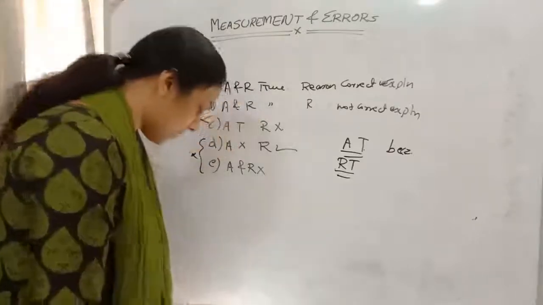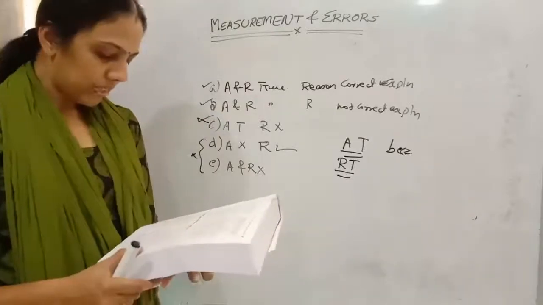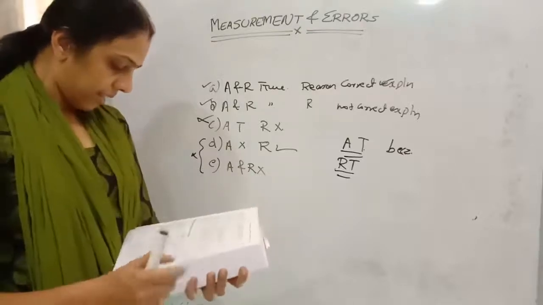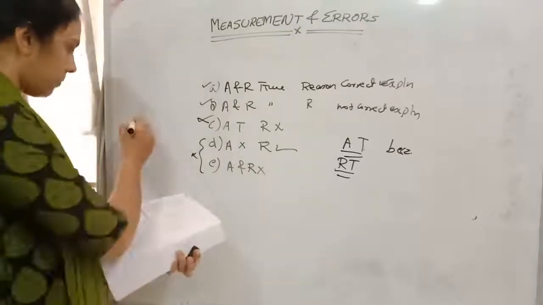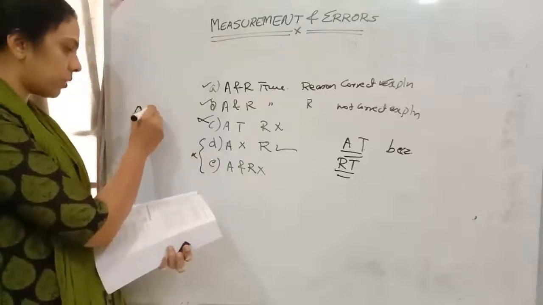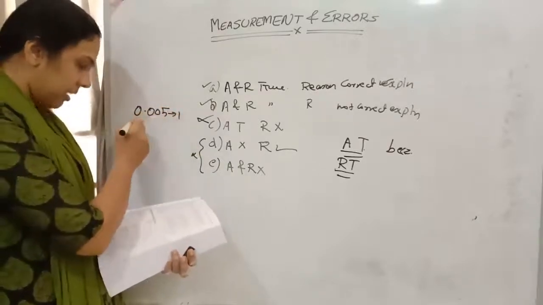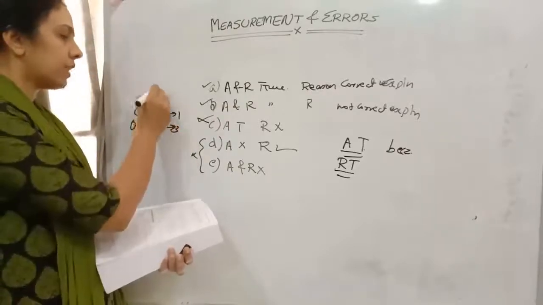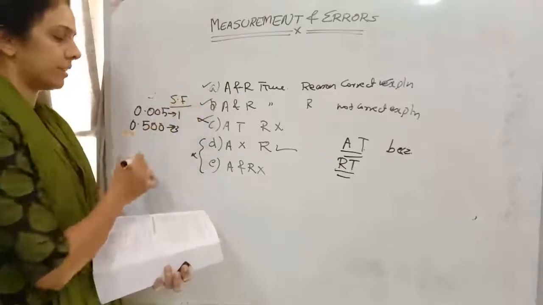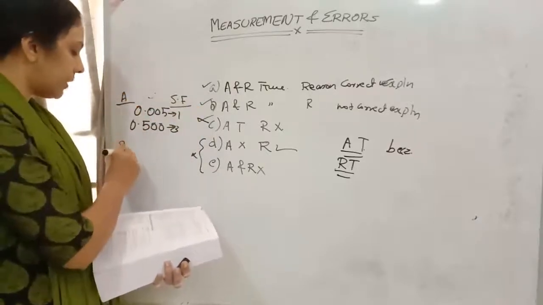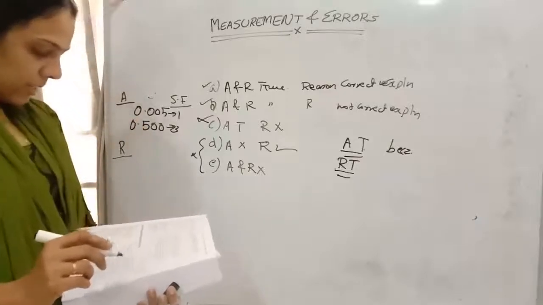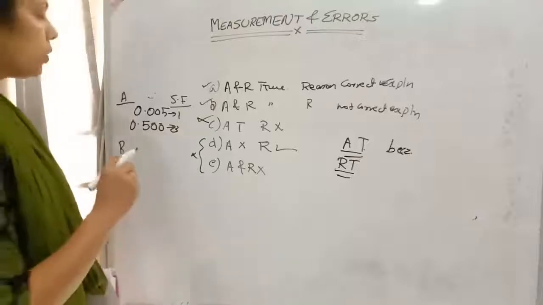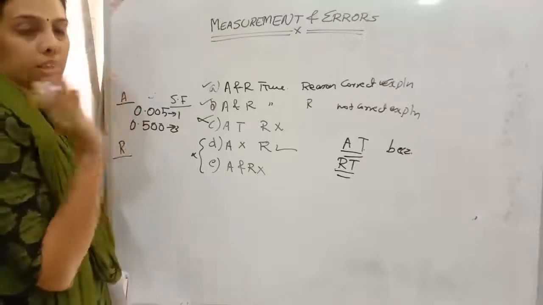The first question given over here: the number of significant figures in 0.005 is 1 and that of 0.500 is 3. This is the assertion. And for the reason it is given: this is because zeros before the decimal are non-significant.